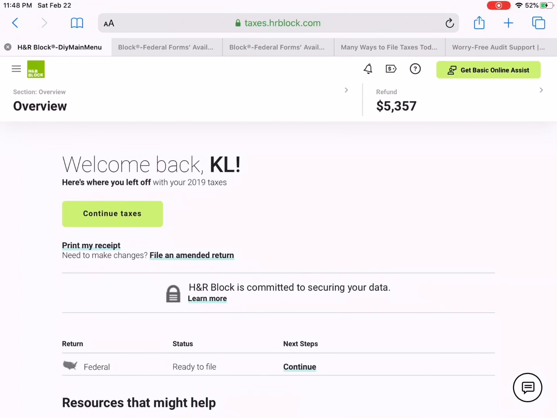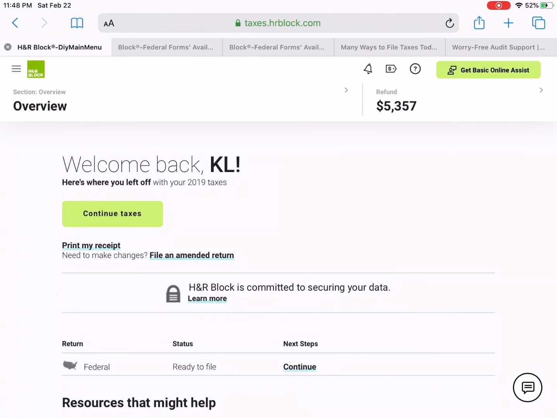Their audit protection is awesome. I didn't read through all of the audit protection documents, but if it's anything like the audit protection that my firm provides, then that is a rock star deal. You should buy that every single time, especially once your tax situation gets more advanced. That is phenomenal. Go for it. Do it now. Overall, H&R Block Online, they get my thumbs up.